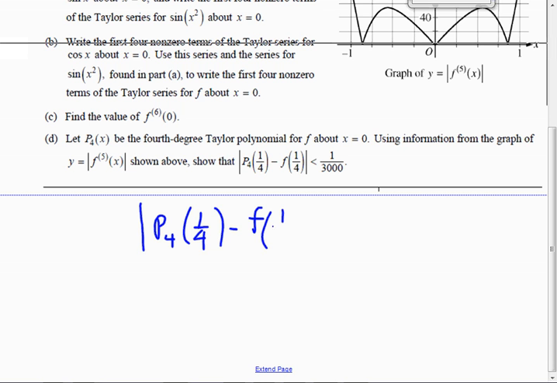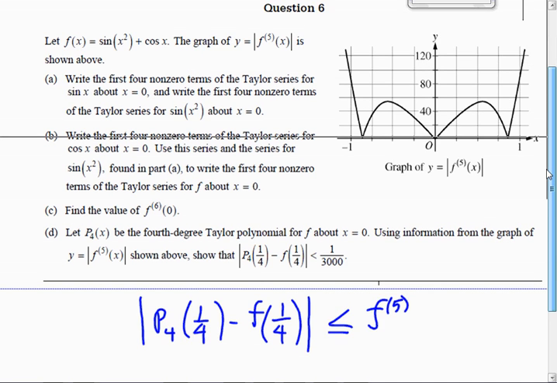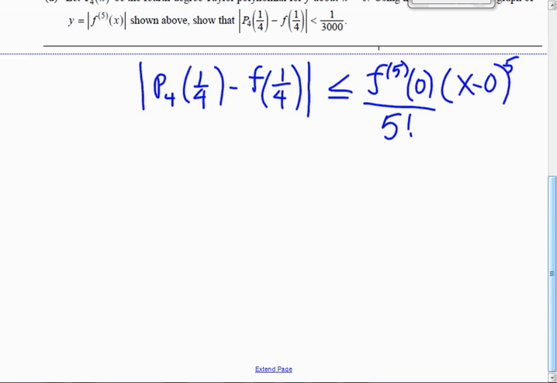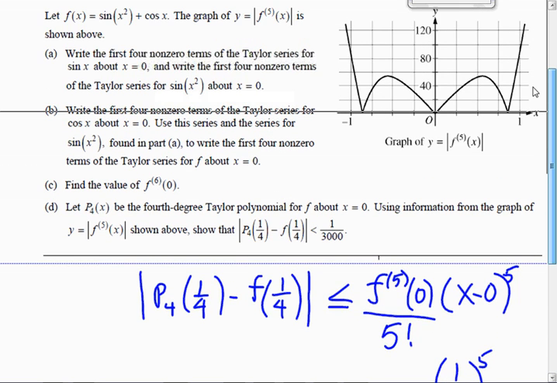Minus f of 1/4. Now, that's the first four. So what does that Lagrange error bound say? It's less than the fifth derivative on the interval, around 0, over 5 factorial. And then it's x minus 0 to the fifth power. So this is the hard part right there. What's the x value? 1/4. So it's 5 factorial, that's 1/4 to the fifth. And now you just have to find the maximum value of the fifth derivative on this interval.